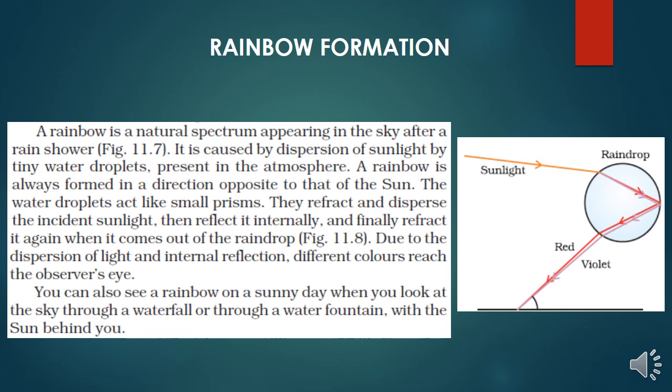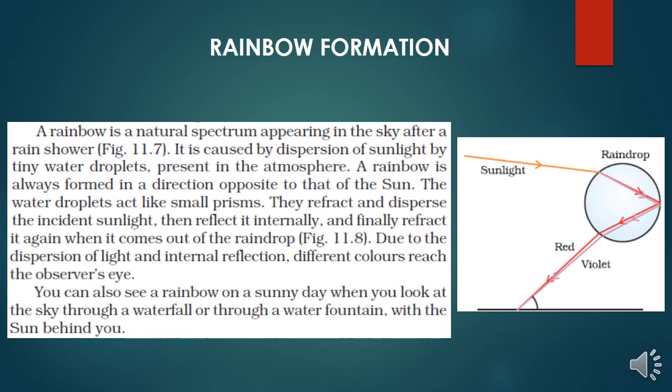When do we see a rainbow? The first point, a rainbow is a natural spectrum that appears in the sky after a rain shower. As I said, it is caused due to dispersion of sunlight by tiny water droplets which are suspended in air after a shower.